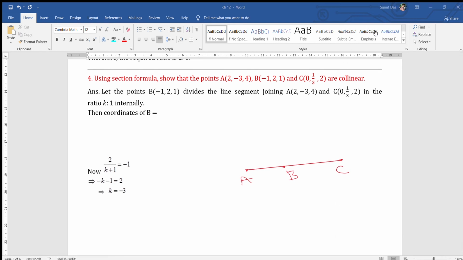Any idea when you can say A, B, C are collinear? The addition of AB and BC should be the addition, what does addition mean? Addition will be, not like this.